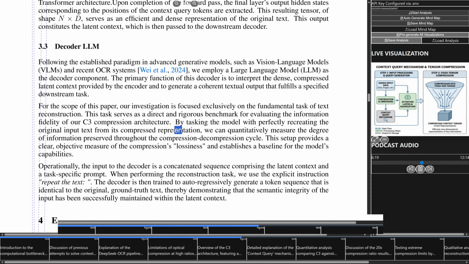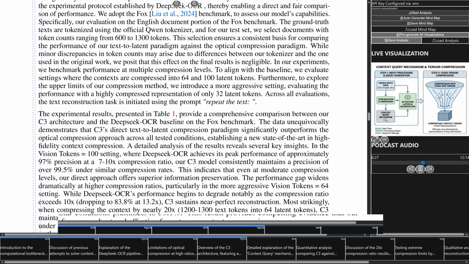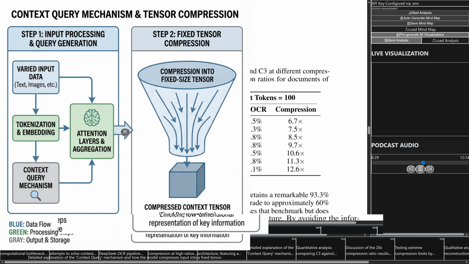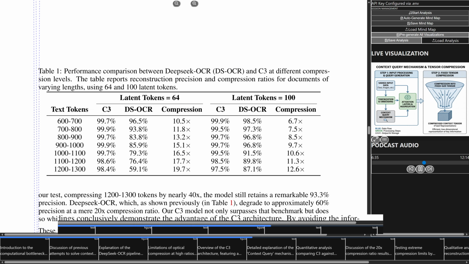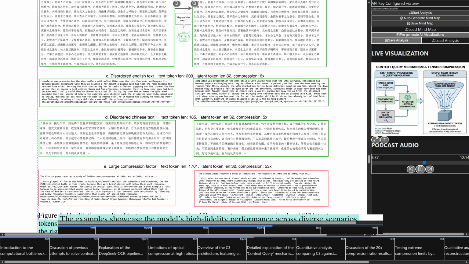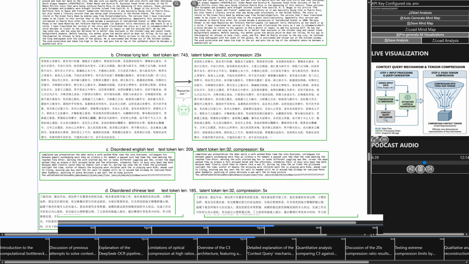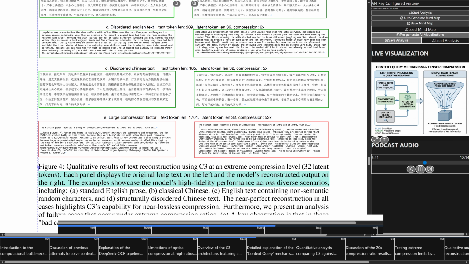And now we get to the numbers. This is where the story really flips. We're looking at the Fox benchmark for accuracy. Let's start with that 64 latent token setting where the optical method started to fall apart. Right. So if you look at DeepSeek-OCR at around 13x compression, that's about 800 to 900 input tokens compressed to 64. Its precision had already dropped to 83.8%. It's already struggling. Even moderate pressure was causing significant fidelity problems in that visual domain.